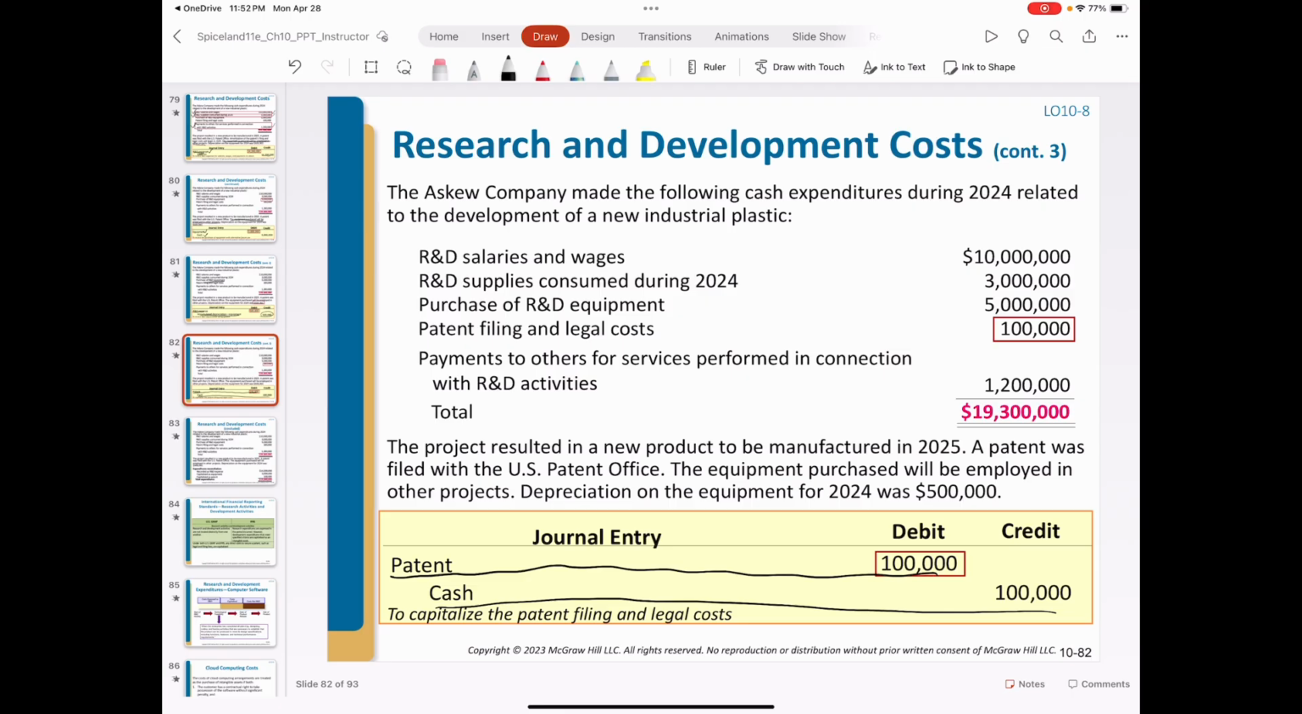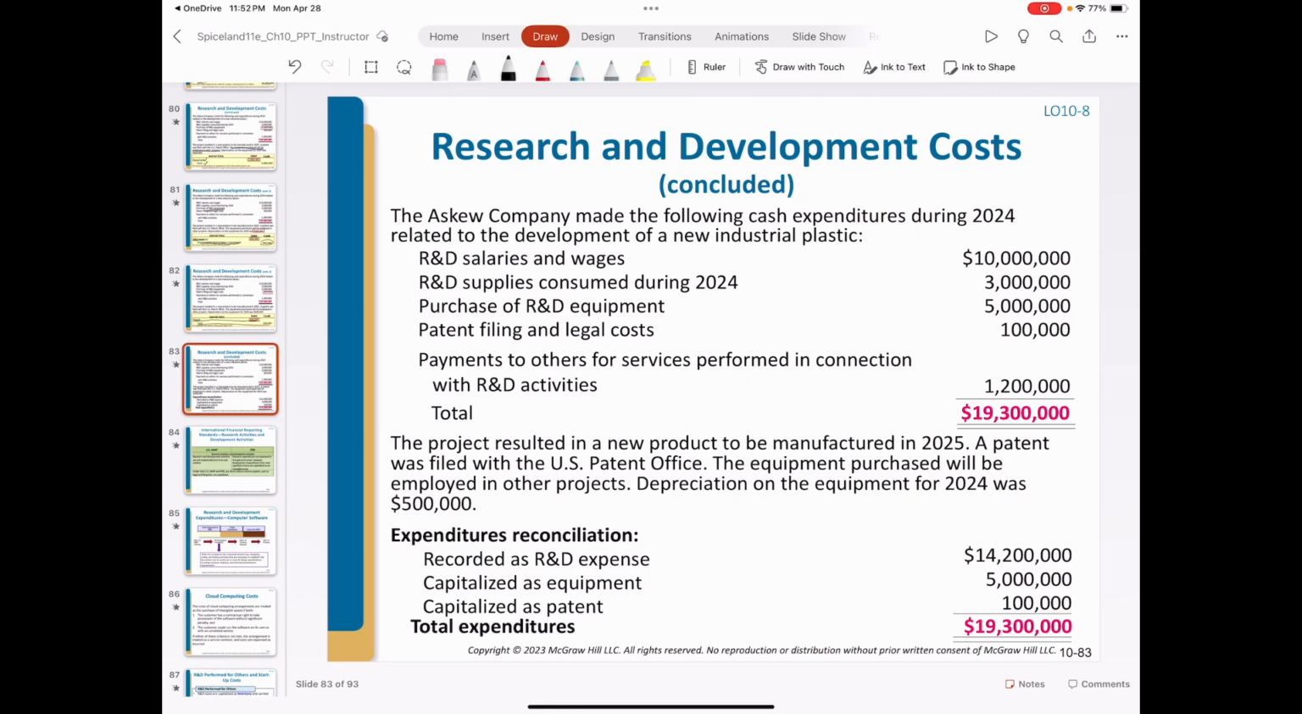Credit cash 100,000. In summary, the total expenditure is 19,300,000. Initially, 14,200,000 will be recognized as expense immediately. The purchase of the R&D equipment will be capitalized as an asset with debit equipment and credit cash. Patent filing fees are capitalized as the value of the patent.